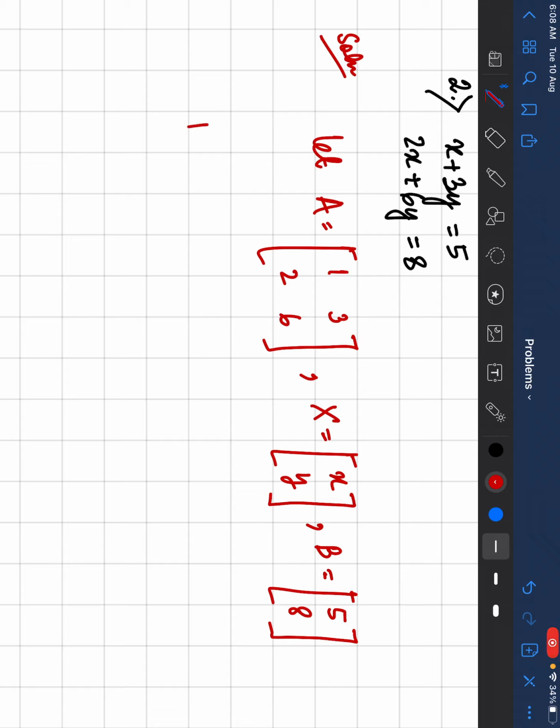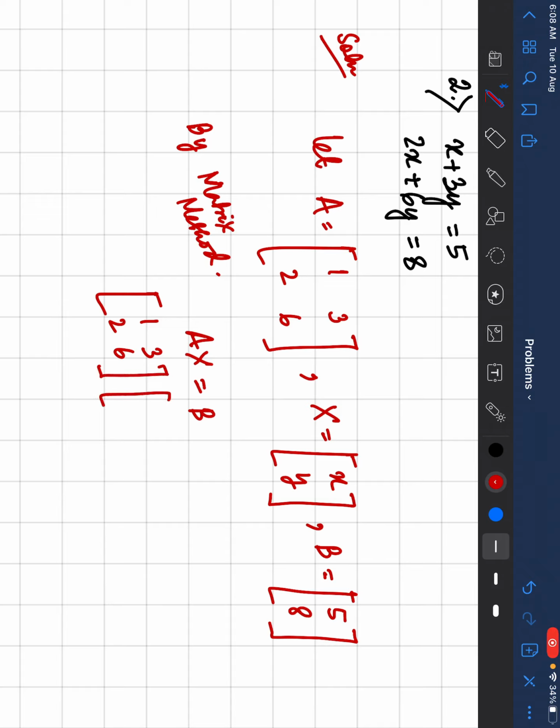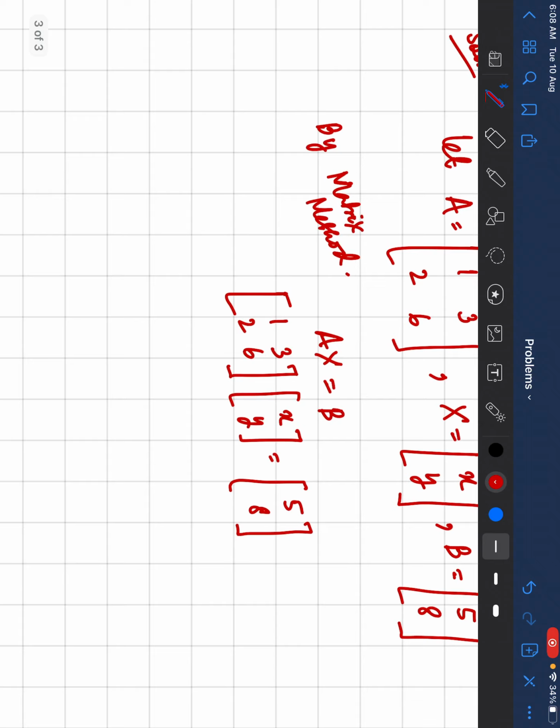So by matrix method what we're going to write is AX is equal to B. So we have 1, 3, 2, 6, times X, Y, and that is equal to 5 and 8. This is what we have by matrix method. Now, we need to find what? X. Therefore, X is equal to A inverse B. So we need to find A inverse.